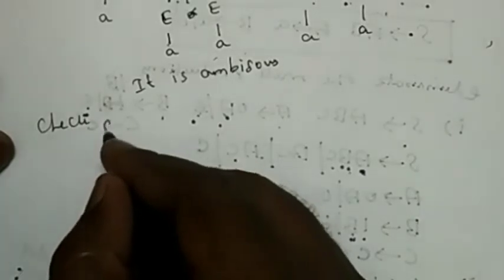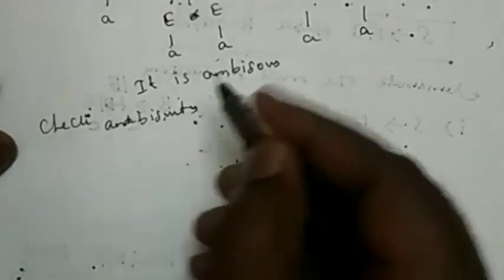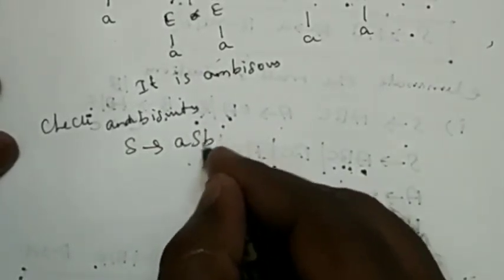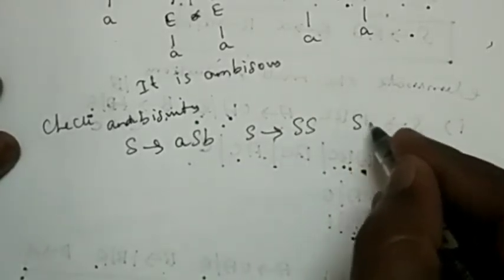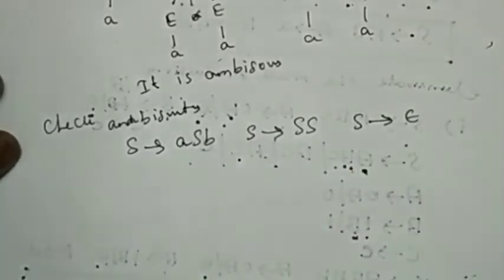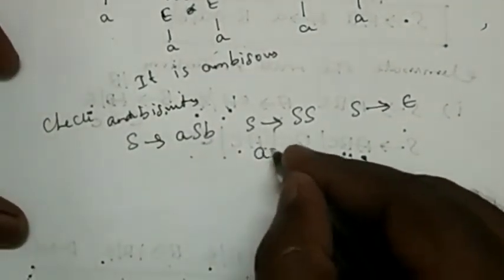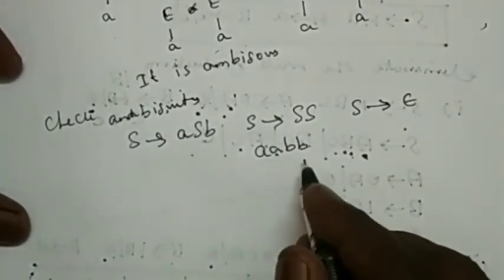We will take up the second grammar, and check the ambiguity of S tends to ASB, S tends to SS, and S tends to epsilon. We will check ambiguity for this grammar. So we try to derive the string AABB. Let us ensure whether the grammar results in ambiguity or not.